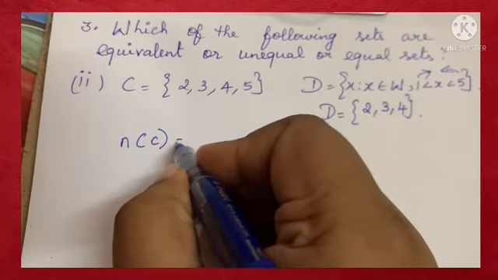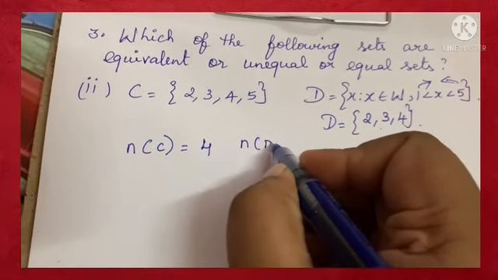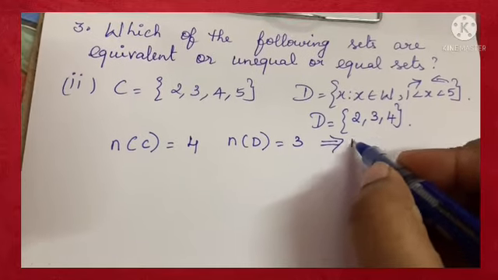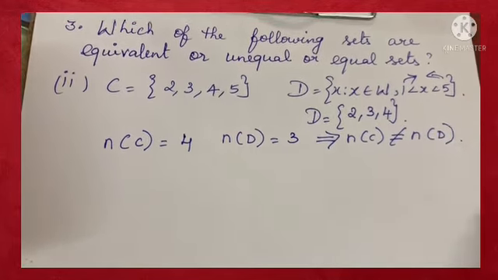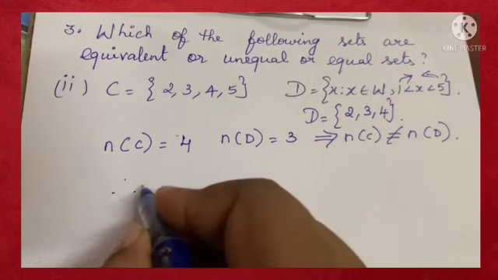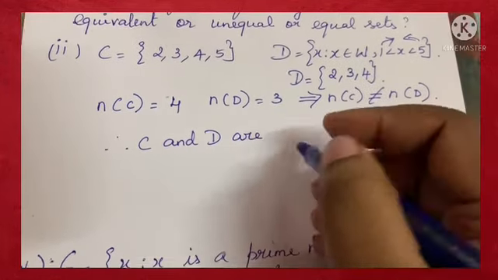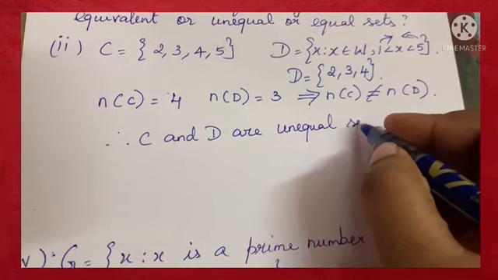And right, n of C is equal to 4, n of D is equal to 3, which says n of C is not equal to n of D. Therefore, C and D are unequal sets.